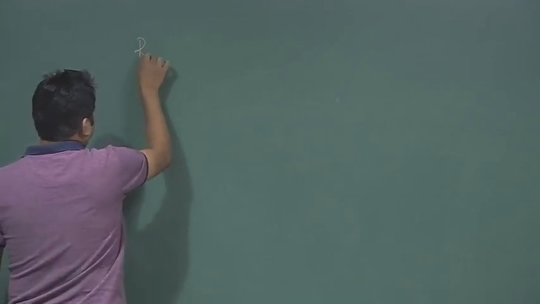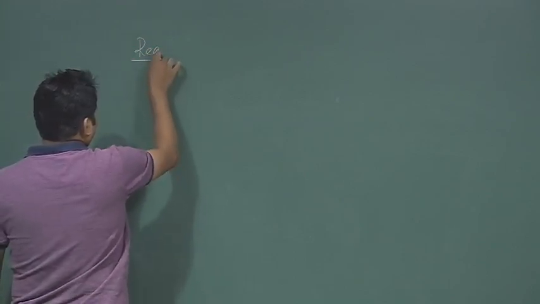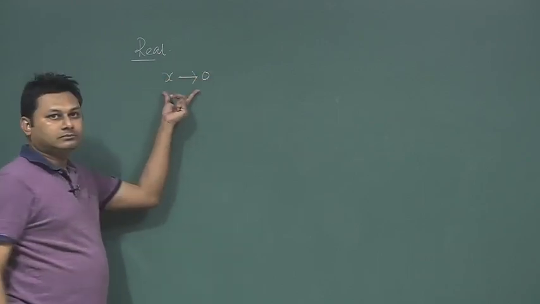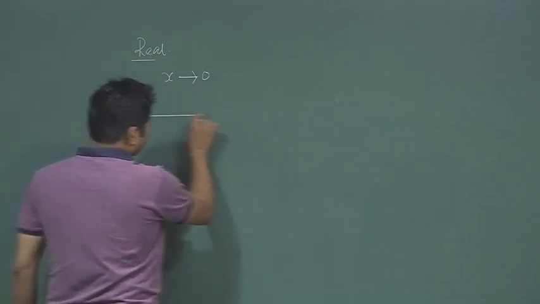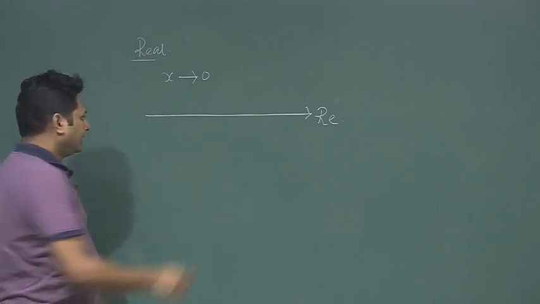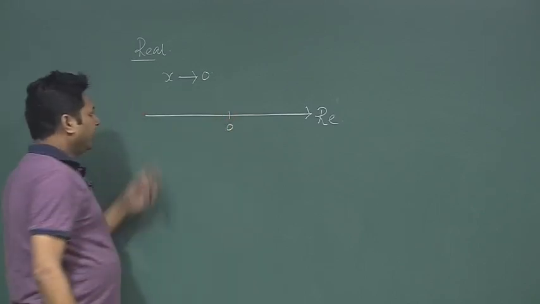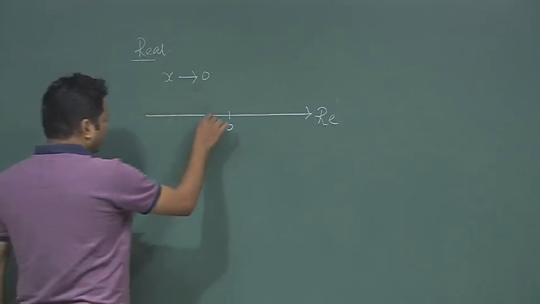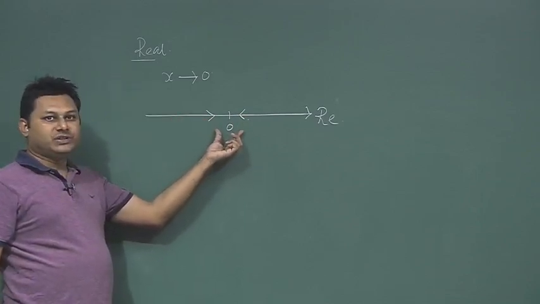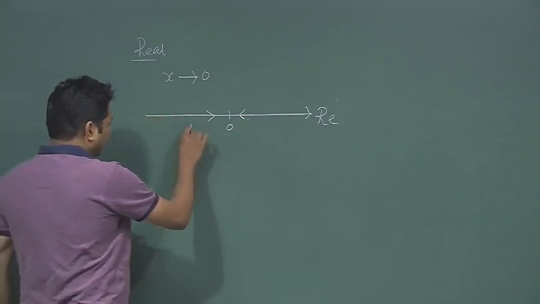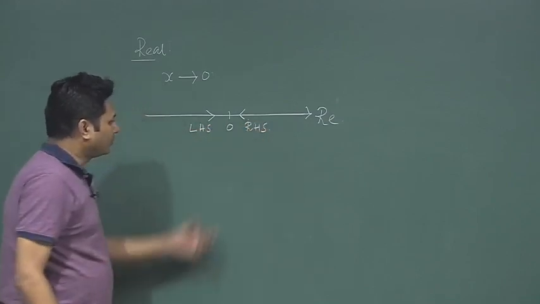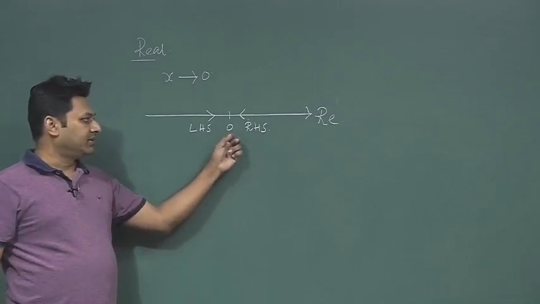In the real case, when I say x tends to 0, this is my real line, not real plane. This is my 0 point. x tends to 0 essentially means I am going from either this side or this side. There are two options through which you can approach this 0 point, either left hand side approach or right hand side approach. These are the two approaches through which you can come to this particular point 0.